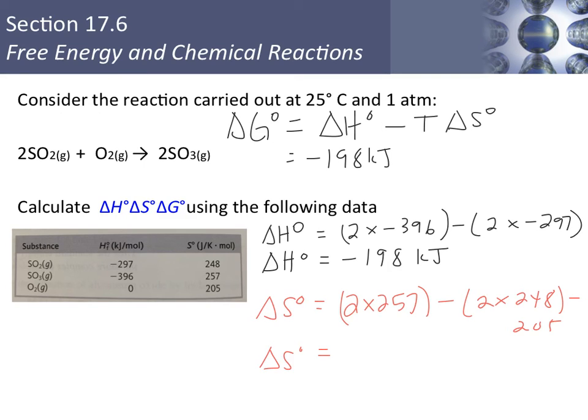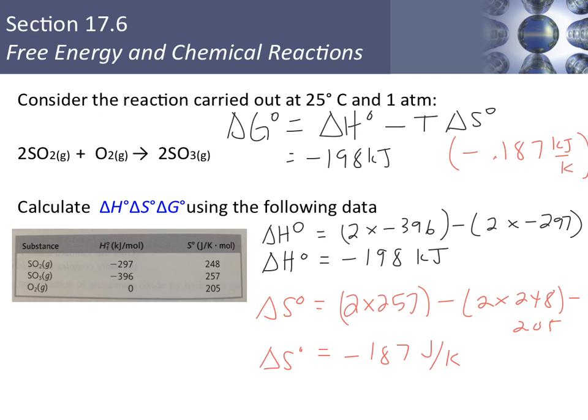Now let's do a similar calculation for the standard entropy change. For an answer we get negative 187 joules per Kelvin. We would expect this to be negative because we've gone from 3 moles of gas on the reactant side to 2 moles of gas on the product side. Before I can substitute this in for my standard entropy change, I need the units to be in kilojoules to match the kilojoules for the standard enthalpy change. I divide by 1,000 and get 0.187 kilojoules per Kelvin.